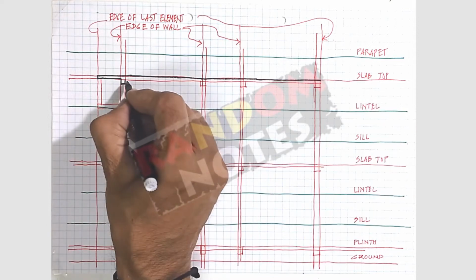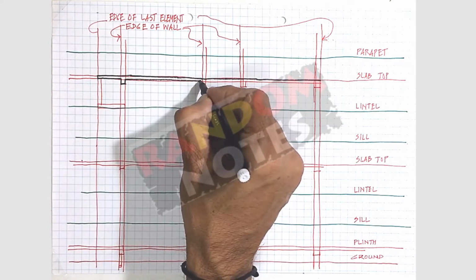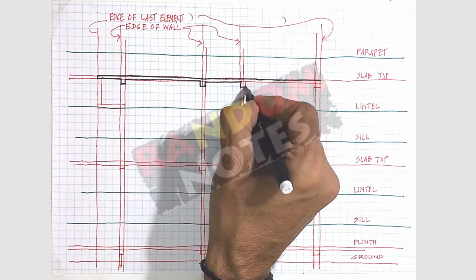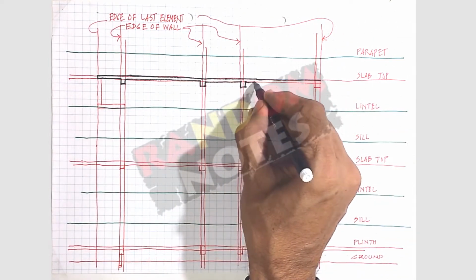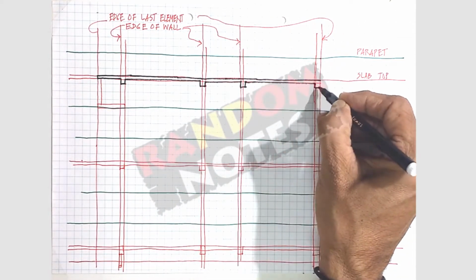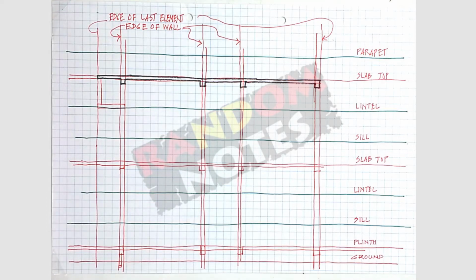Let us now darken the building elements. What is the rule for darkening? Elements getting cut by a section plane are shown thicker, and elements behind, which are visible as elevation, are shown by thin line.